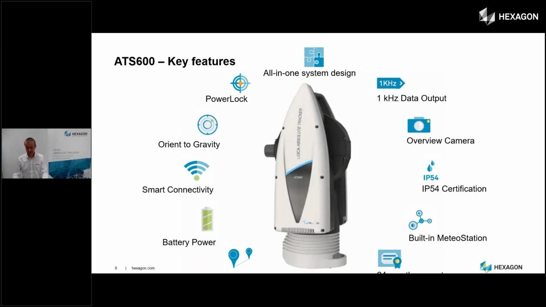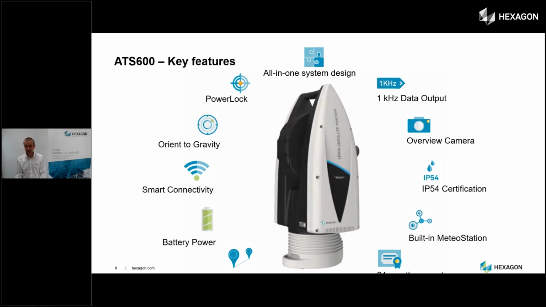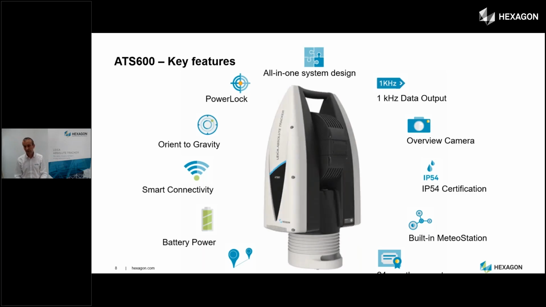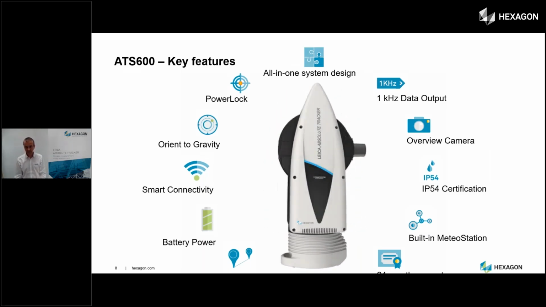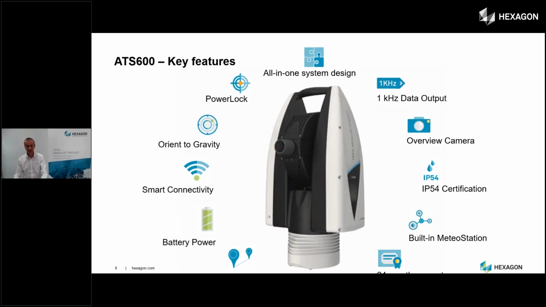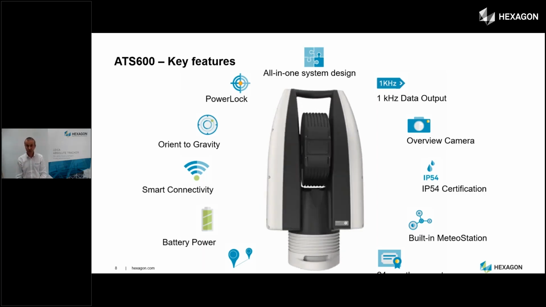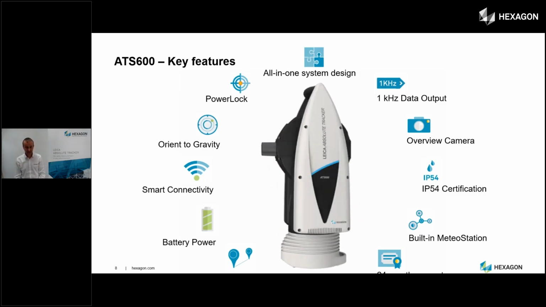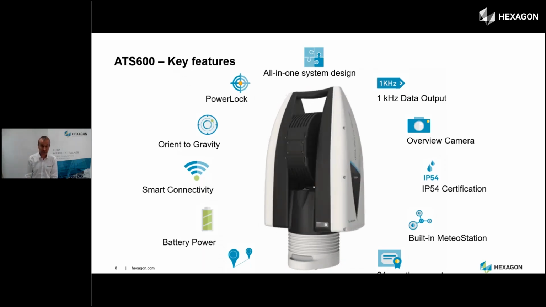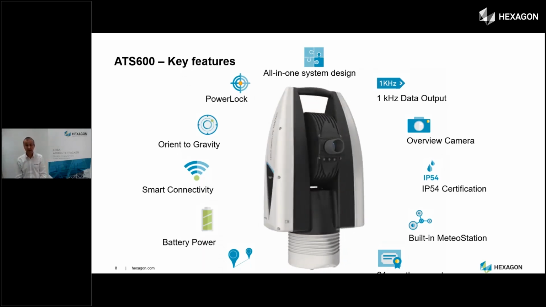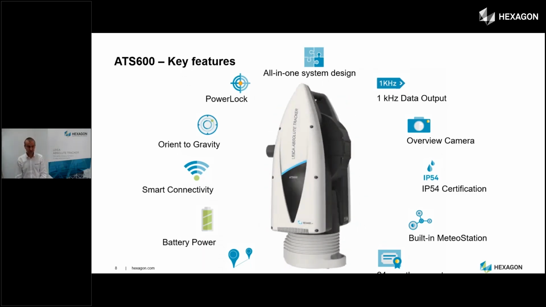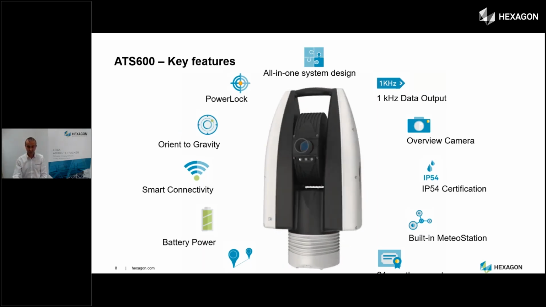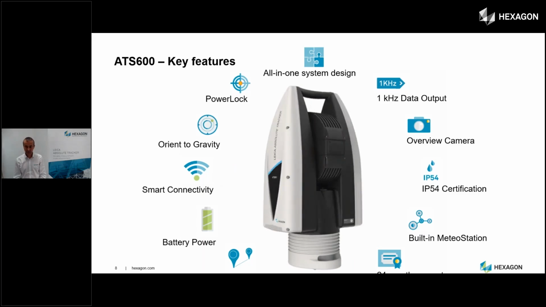So all-in-one system, so very compact system, 1 kilohertz data output is possible. Overview camera, so when you want to use the system remotely, there is an overview camera built in so that you can, on your screen in your application software, drive the system remotely through the camera. IP54, extremely relevant. Typically, this industry is a very, very harsh environment. A lot of dust can be there. Outdoor measurements also, some rain could be there. So IP54 certification for all our 3 different laser tracker models.